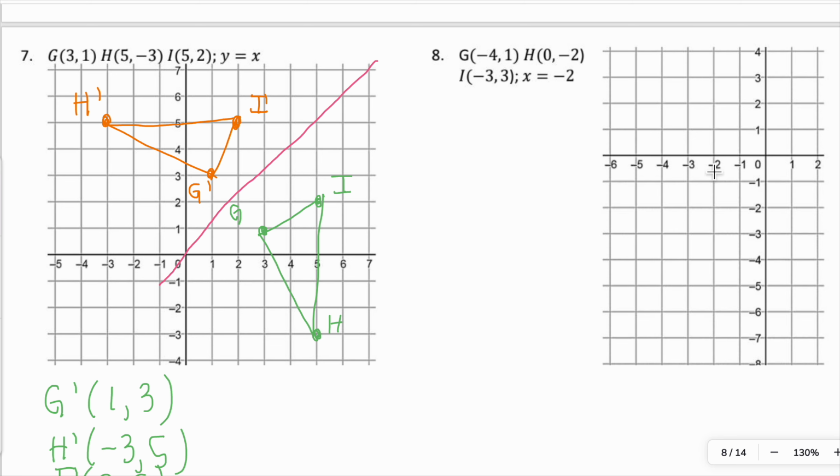We have G, H, and I at -4, +1, 0, -2, and -3, +3. So G, H, and I. And then this one is getting reflected over x equals -2, on my x-axis here. H is 2 steps away, so H prime will be 2 steps on the other side. G prime will be 2 steps on the other side, and I prime will be 1 step on the other side. And then you're connecting those. It kind of looks like a crisscross, or like 2 swords.